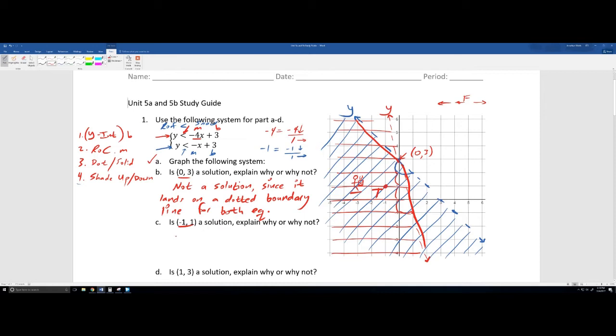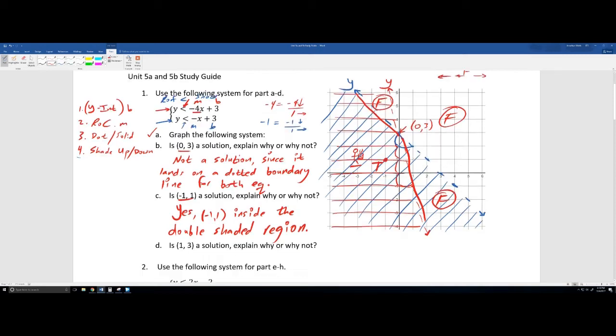So is it a solution? Yes. Negative 1 comma 1 is inside the double shaded region. That's true. Remember, you need food and water to survive. So negative 1 comma 1 would be a true statement in that sense. If you think about any other areas, they would definitely be false. So just consider that.